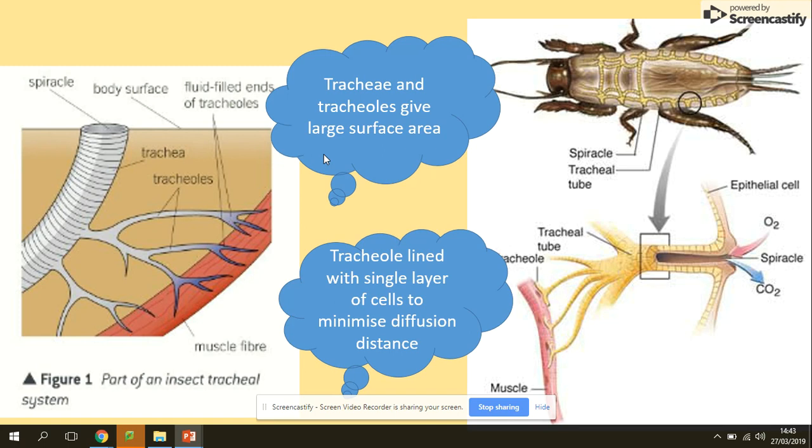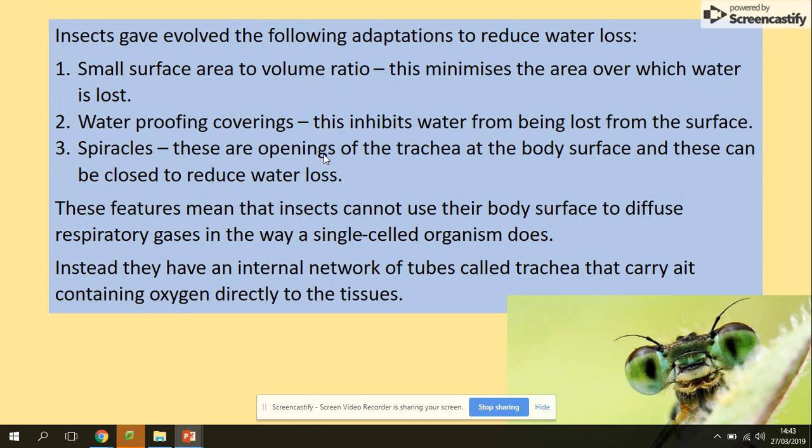a short diffusion pathway. Right, so what are the adaptations to reduce water loss in insects? Common ones: a small surface area to volume ratio, waterproofing coverings, which inhibit evaporation, and spiracles that can open or close, depending on the level of water.